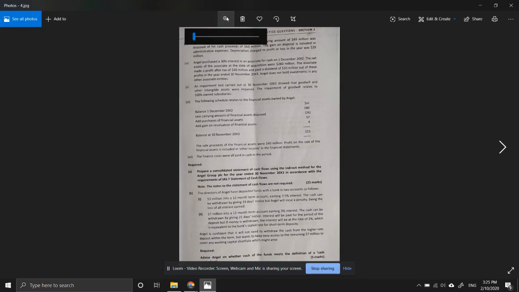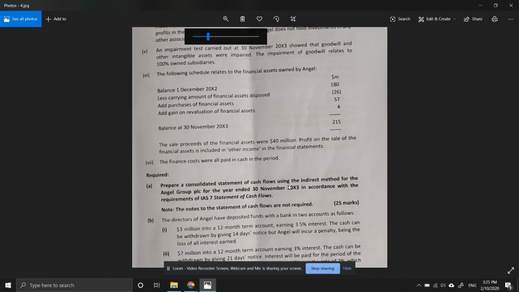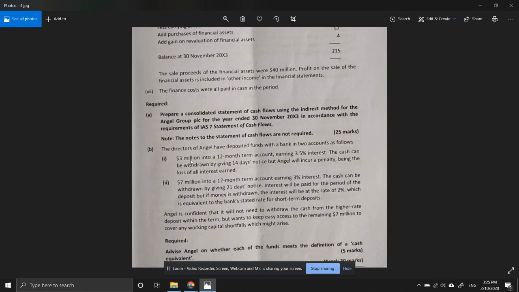So what we are basically asked is that we've got to advise the directors. The directors of Angel have deposited funds with a bank in two accounts as follows: 3 million into a 12-month term account earning 3.5% interest. The cash can be withdrawn by giving 14-day notice, but Angel will incur a penalty, being the loss of all interest earned. So significant, okay? Just remember, loss of all interest earned, right?